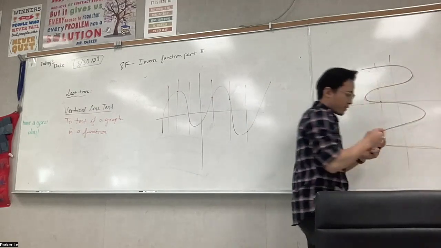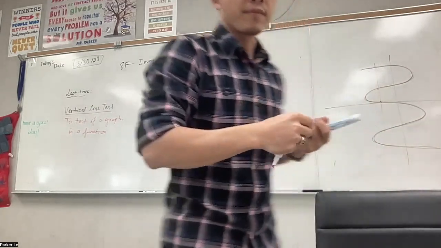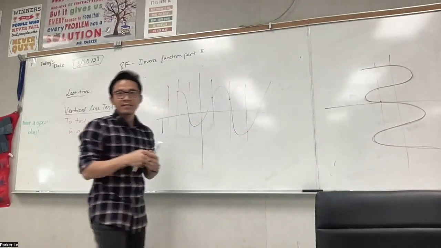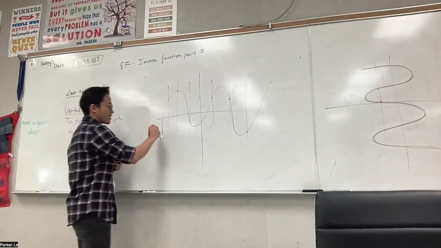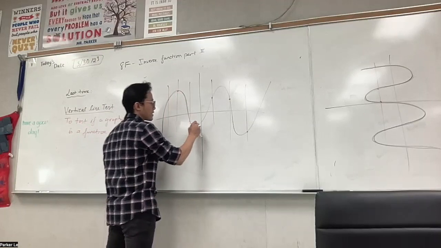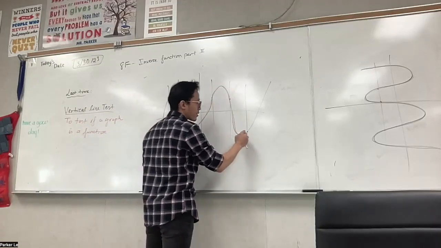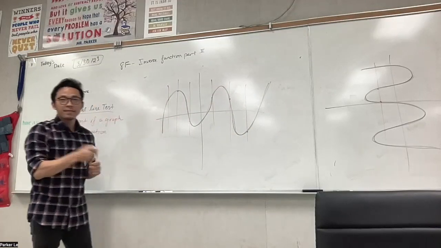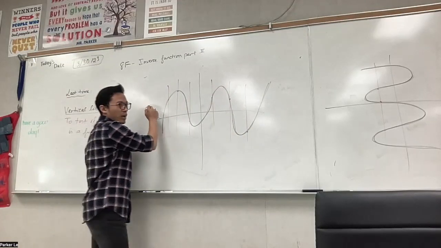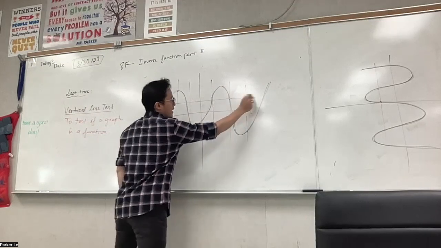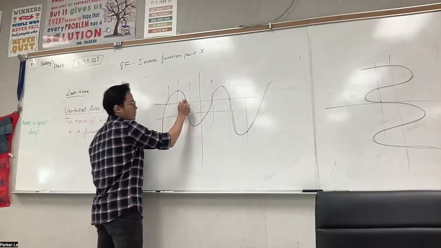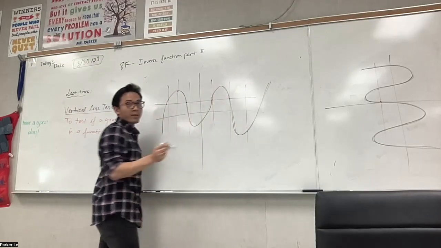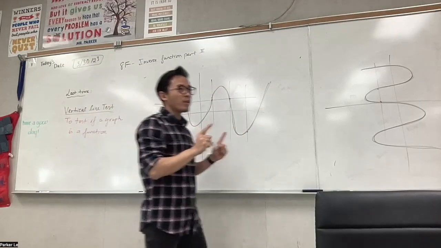So what do you guess we're going to use today? You have the vertical line test, so what do you guess? The horizontal line test. We're going to learn the horizontal line test today. It should be easy, the same concept. If you cut the graph with a horizontal line and it meets the graph more than once, that means it failed. It can only meet once.